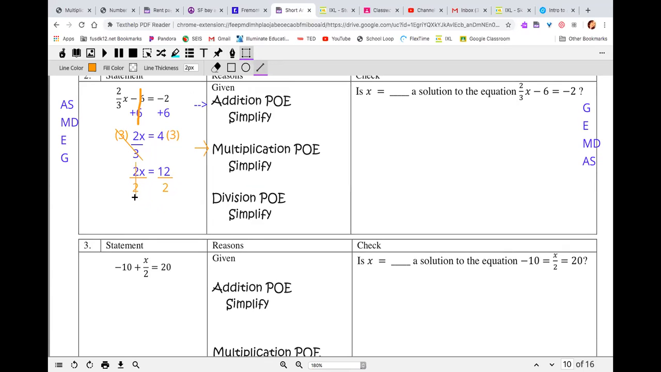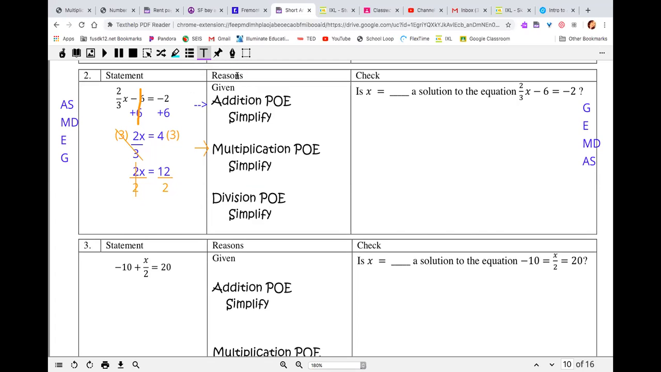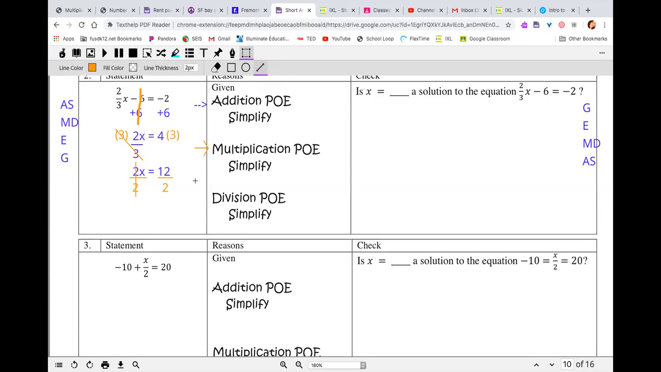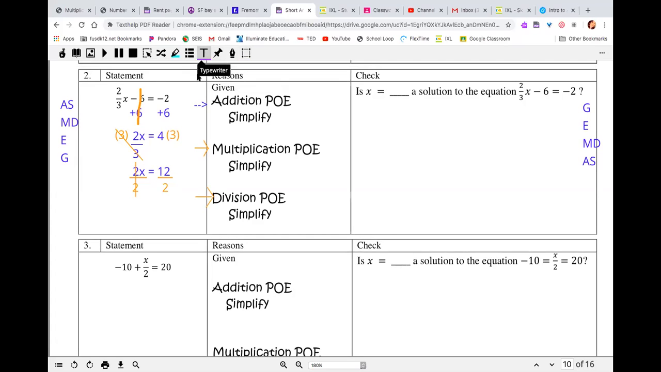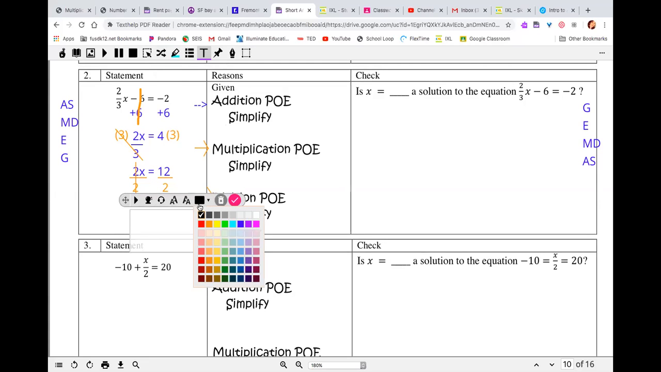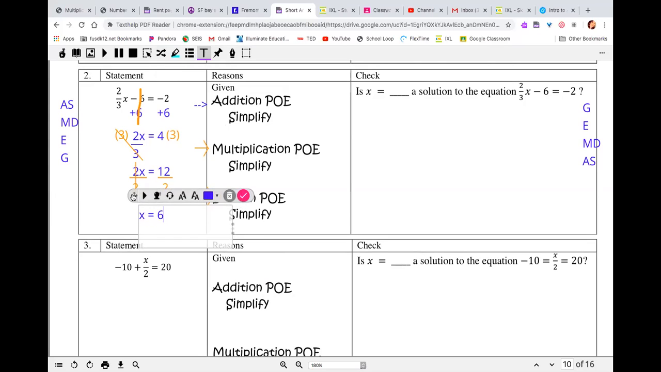Like we've been doing, these cancel out. And I'm going to point out that Jolene said divide, and that's what our notes said right here, was to divide. DPOE. So we are still in agreement with the hints that they gave us for our reasons. Okay. So 12 divided by 2 is 6. So that's my answer. X equals 6. Now I need to check my work.